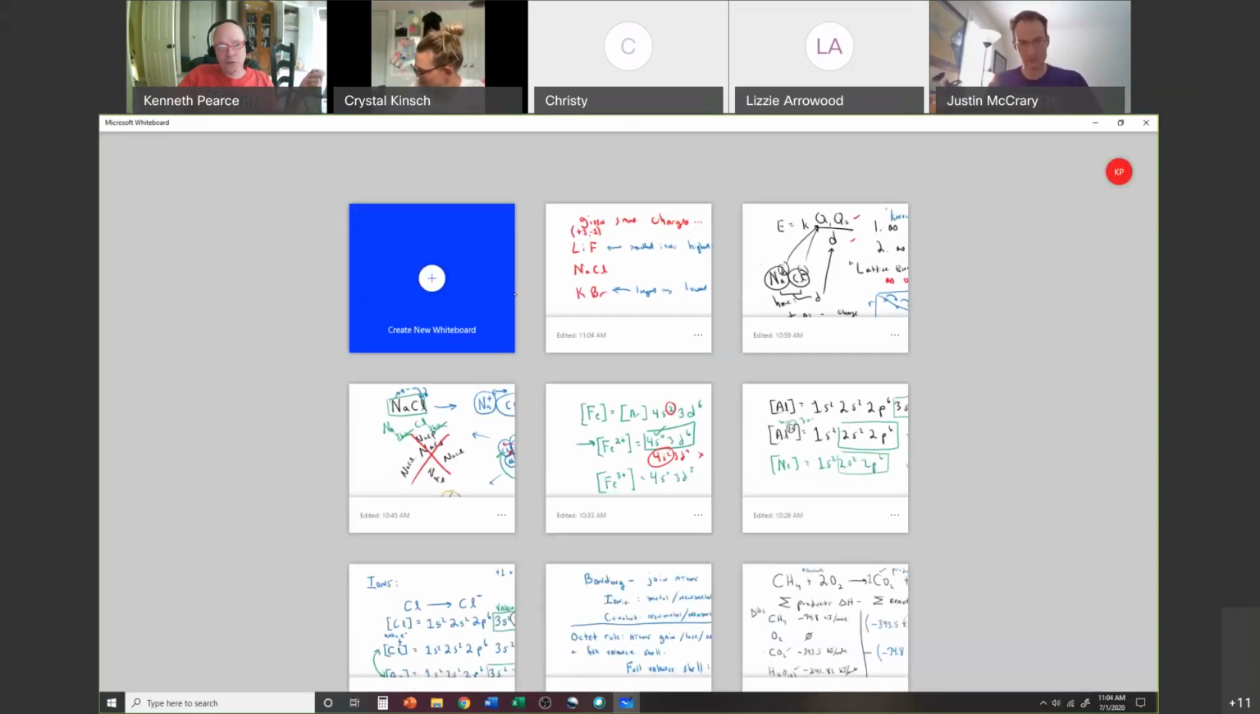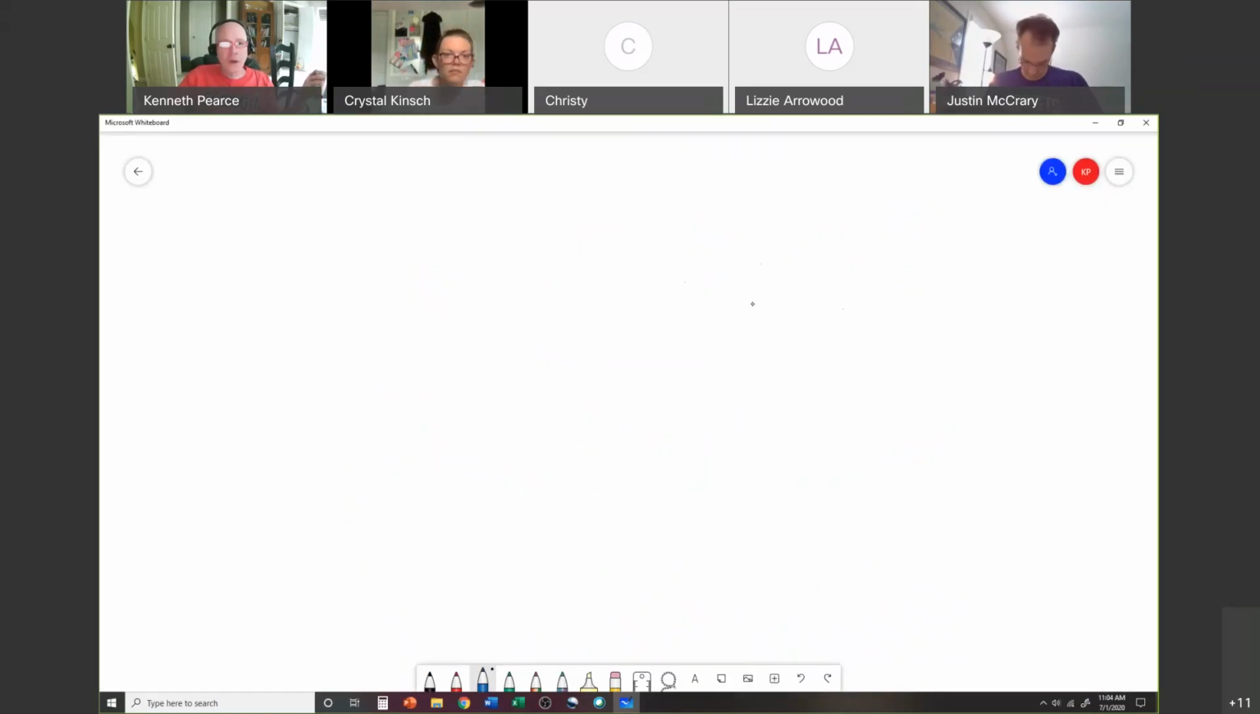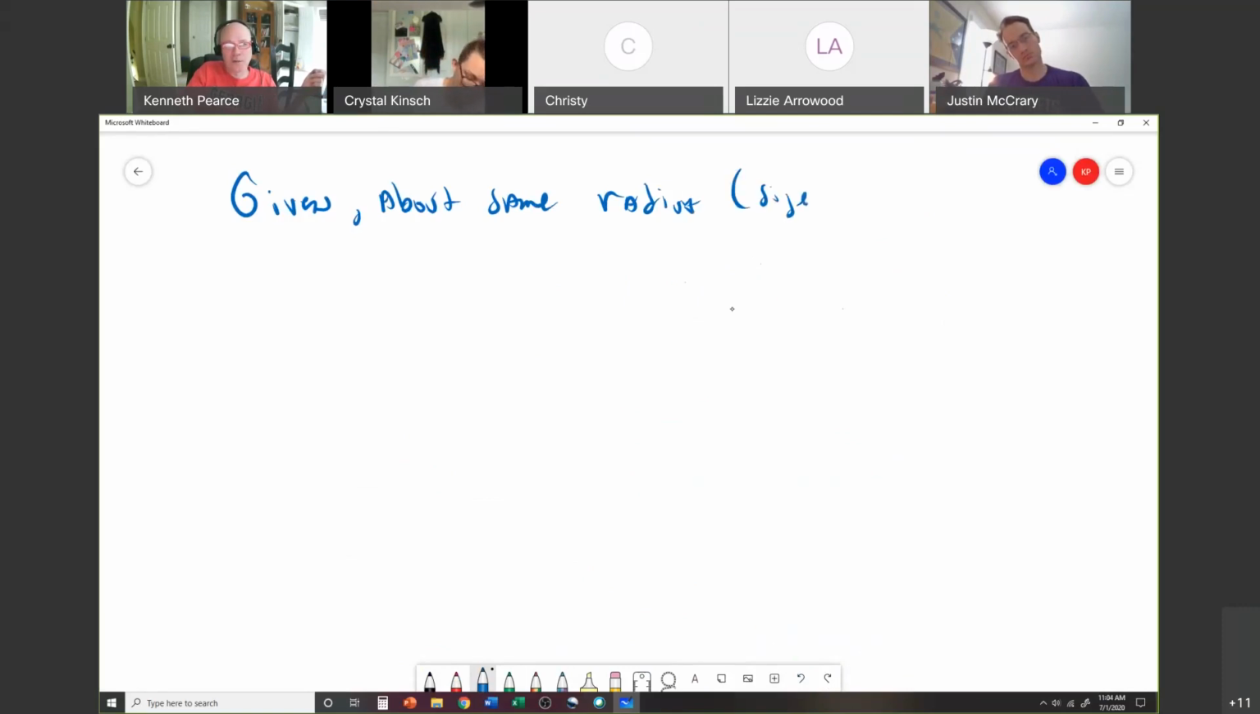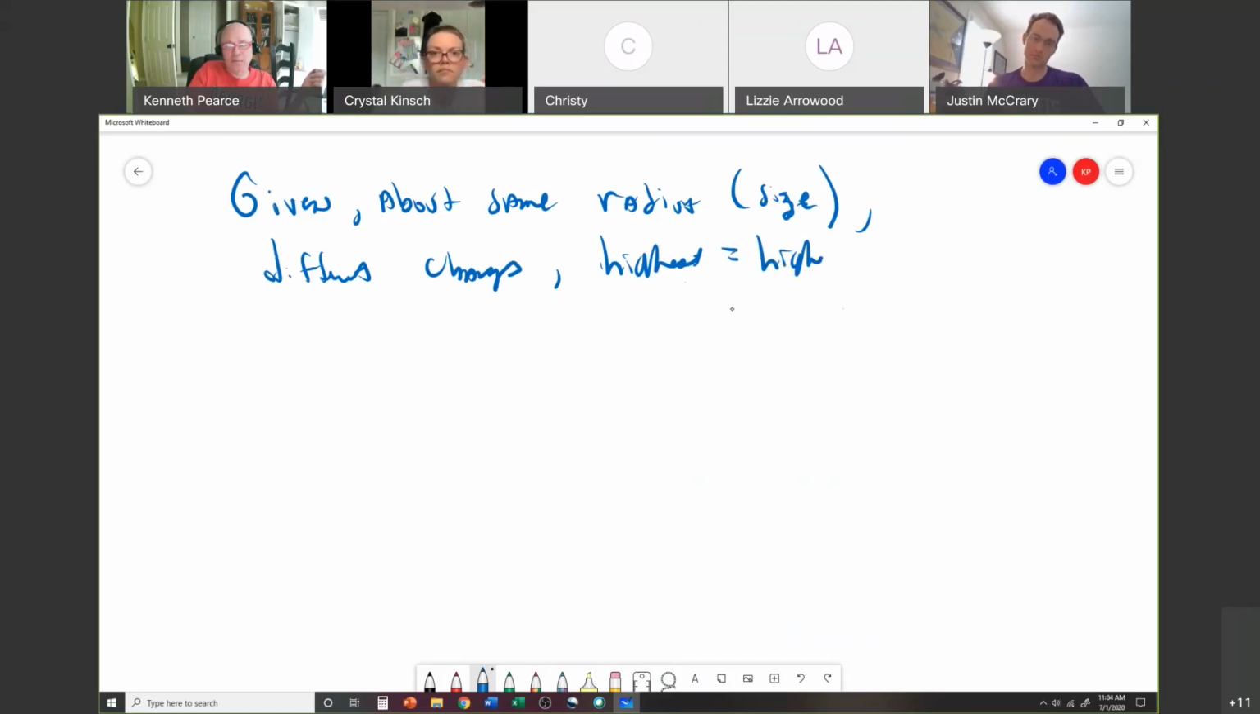And conversely, we can do the same thing over here. And we can say, given about the same R, or radius, or size, different charges, highest charge equals highest lattice energy, LE.